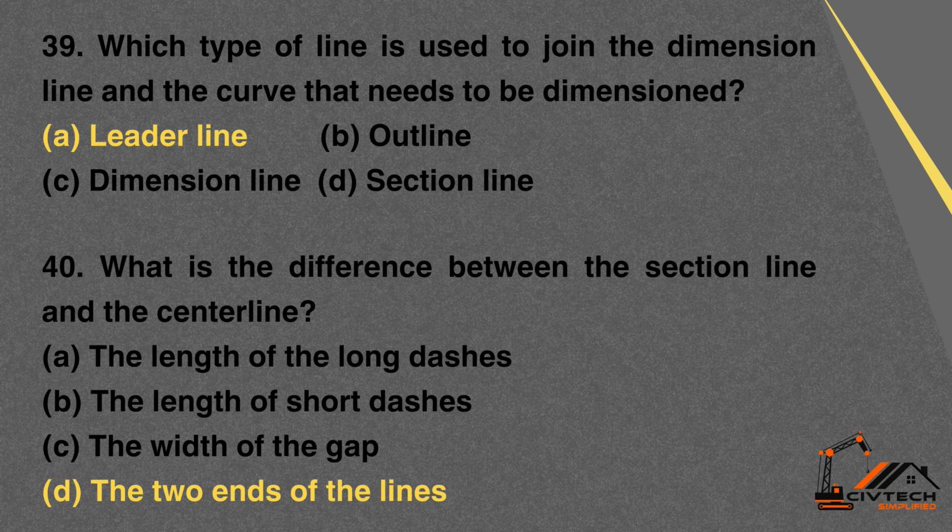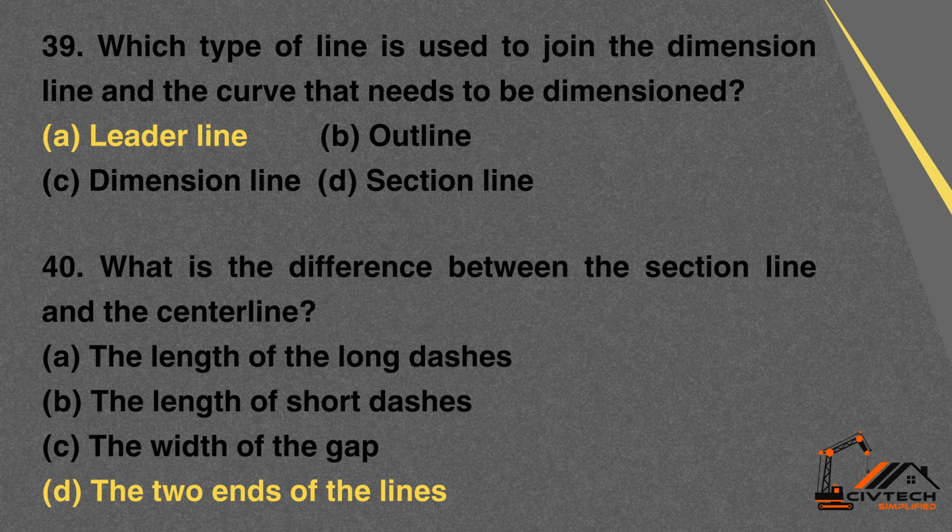39. Which type of line is used to join the dimension line and the curve that needs to be dimensioned? A. Leader line. B. Outline. C. Dimension line. D. Section line. Correct option, A. Leader line.